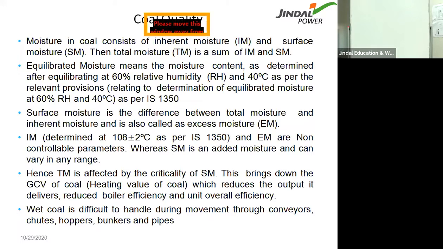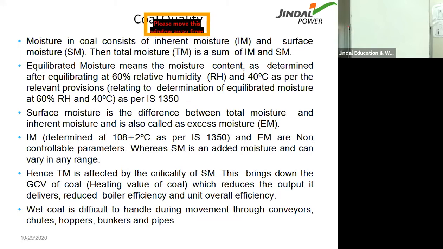where a uniform percentage is maintained at 60% relative humidity and 40 degrees centigrade. Equilibrated moisture mainly deals with the coal gradation process. In the case of inherent moisture, if we procure imported coal, then it is considered. But in the case of Indian coal, equilibrated moisture is considered.